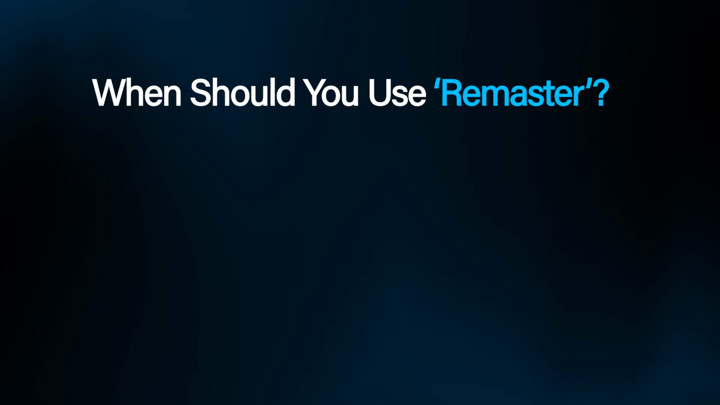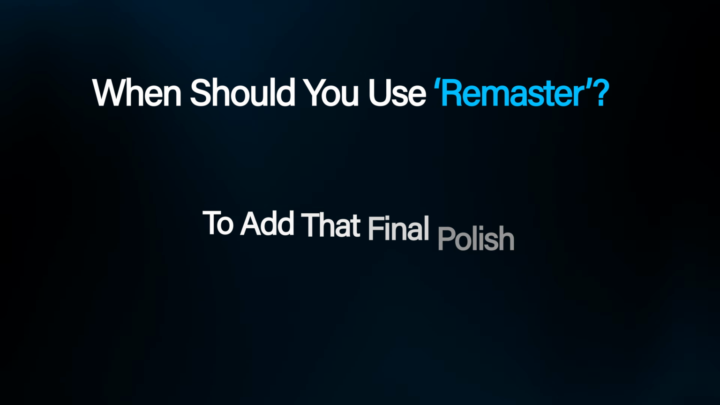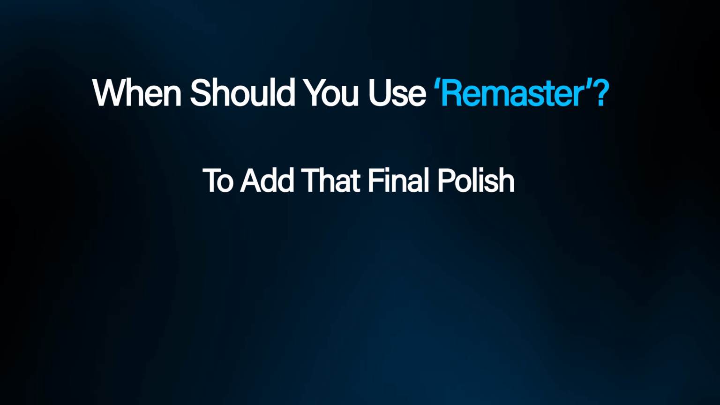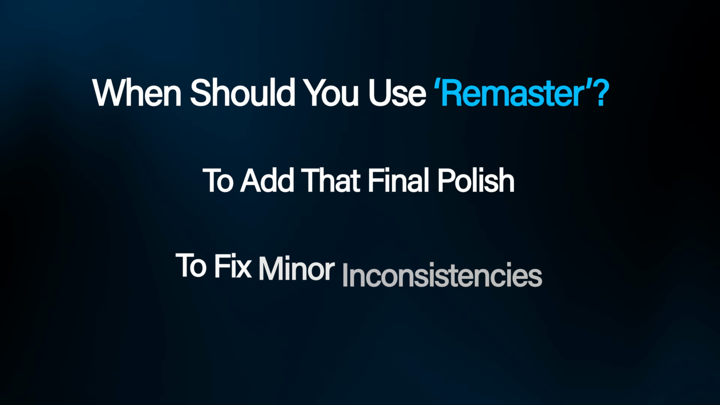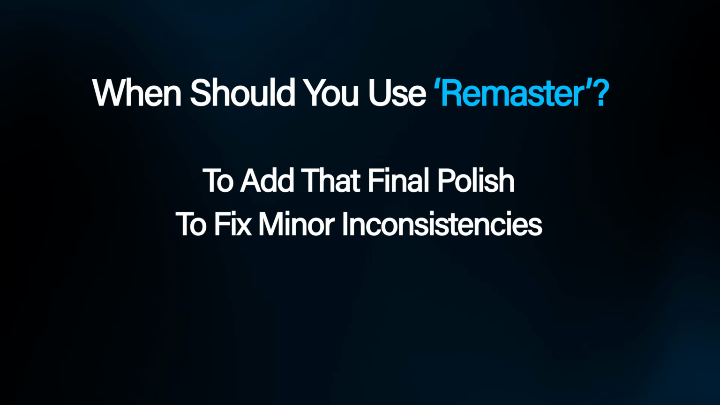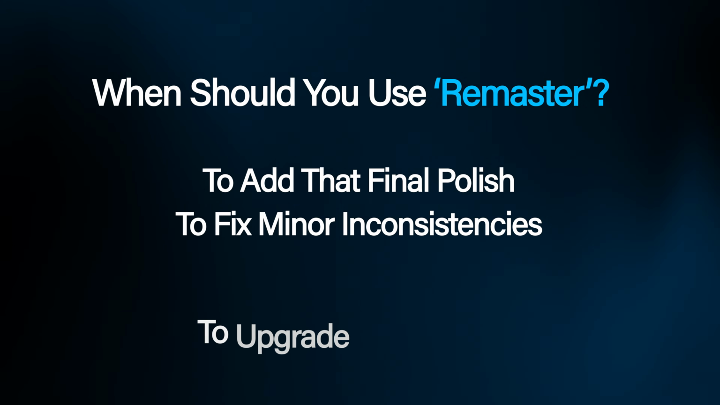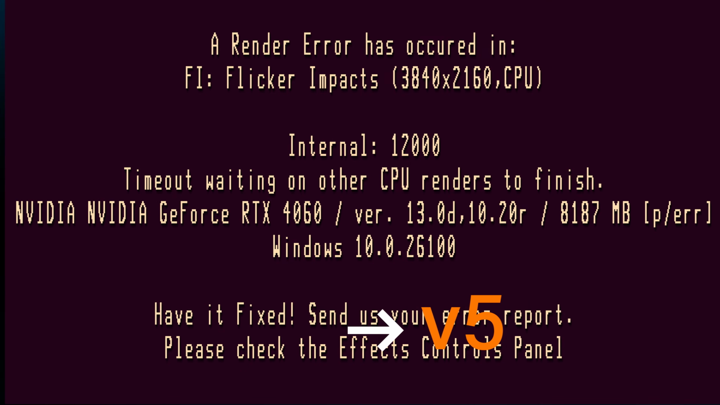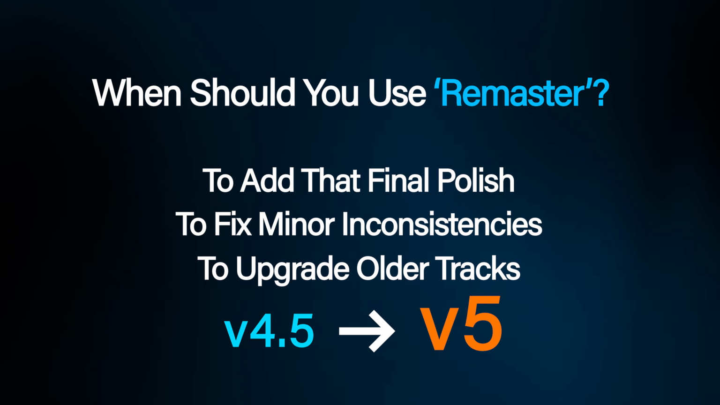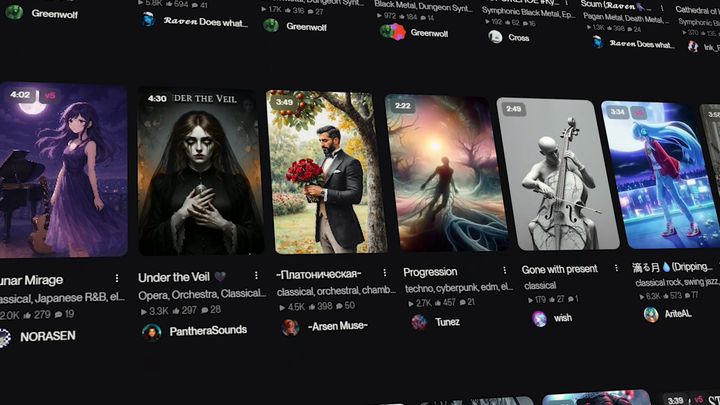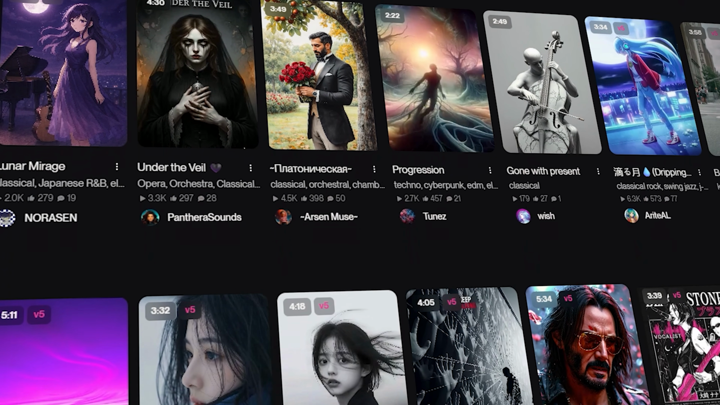So, when should you use remaster? To add that final polish. When your song is great but needs a cleaner, more professional sound. To fix minor inconsistencies. If some parts of your song sound a bit muffled or the energy dips, remaster can help even things out. To upgrade older tracks. You can use it to bring songs made on older Suno models up to the V5 sound quality, though results can vary. I'm personally excited to see how this feature evolves.